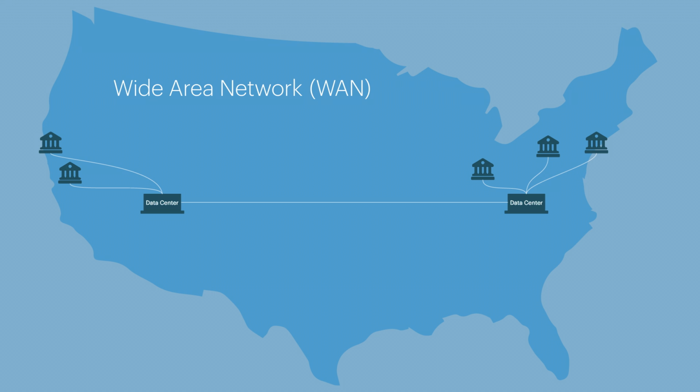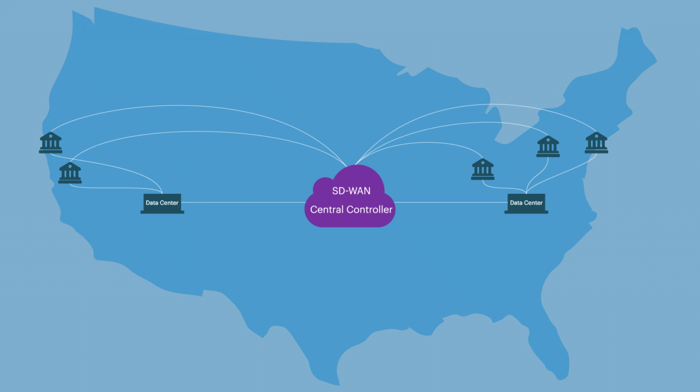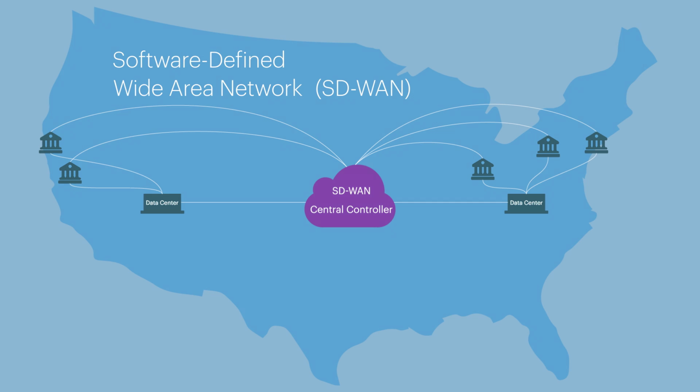Traditionally, configuring these wide area networks required physically visiting each site to set up networking devices, and managing the network meant manually monitoring and directing network traffic. Technology now allows the sites to be configured and managed remotely via software. This is called Software-Defined Wide Area Networks, or SD-WAN.